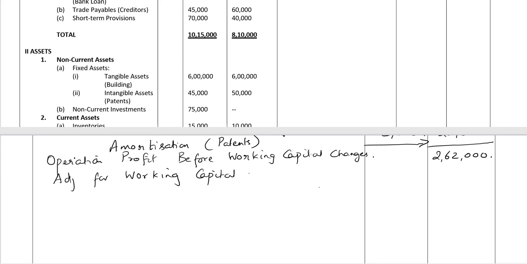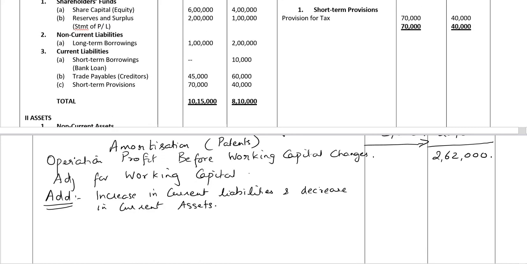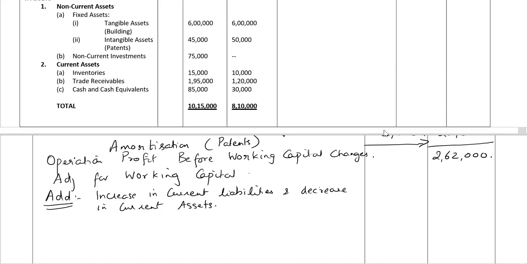We need to add the increase in current liabilities and the decrease in current assets. Let's check out the current liabilities. There are trade payables in the form of creditors which have reduced. So that has to be deducted. We'll move on to the current assets. Inventories has increased. That again has to be reduced. And trade receivables also has increased. That again has to be reduced. So there are no items to add.